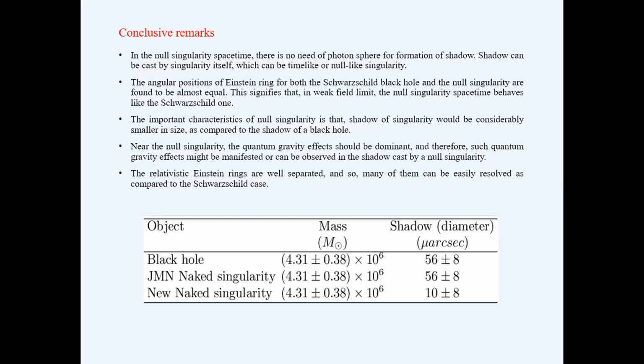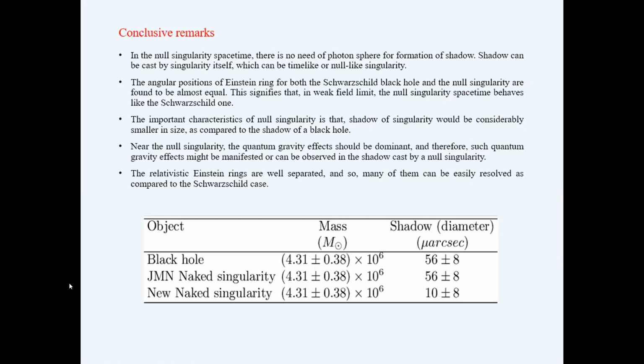Near the null singularity, the quantum gravity effect should be dominant, and therefore such a quantum gravity effect might be manifested or observed in the shadow cast by the null singularity. And the relativistic rings are well separated, so many of them can be easily resolved as compared to the Schwarzschild case. So these are the main points which may be helpful to understand the central strong field region.